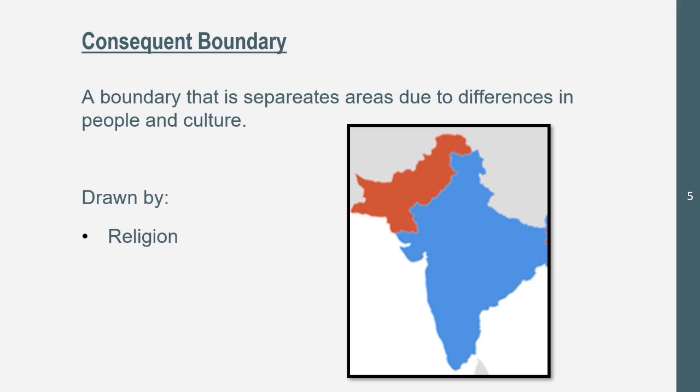And these are drawn by religion, language, ethnicity, and economic issues as well. So if there's a language difference, then there could be a consequent boundary. We see the religion already here, ethnicity as well, and economic issues. I guess we could say North Korea and South Korea could be economic. I mean, South Korea is so much more developed than North Korea, so there's a big difference between those two. I'm going to say countries, because I don't know if you would consider them to be two different states or Korea as one whole state.